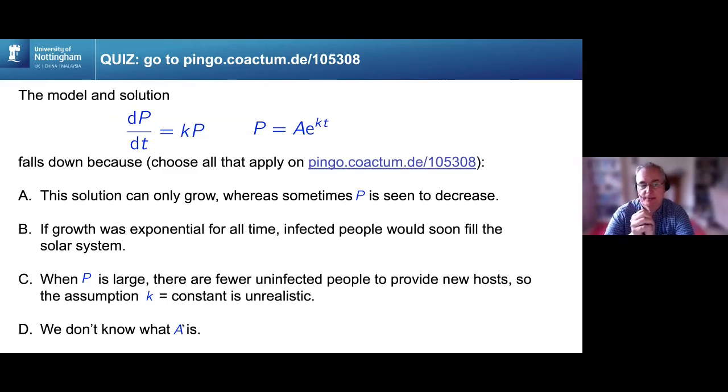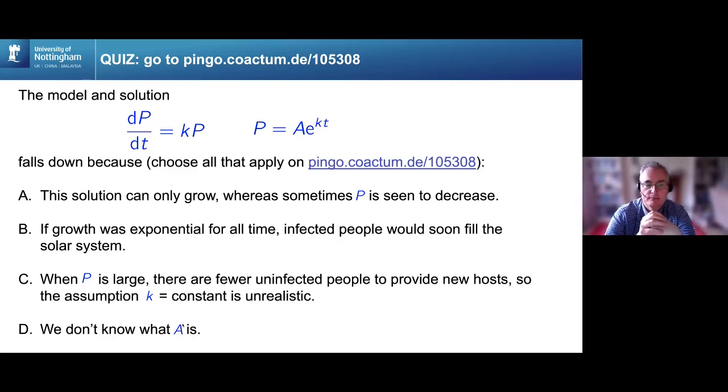B is also correct, by the way, even though it doesn't explain why the model is going wrong. It gives us an indication that something is clearly not right, because exponential growth can be very rapid. It can't carry on forever, because it would genuinely be true that if you put large enough numbers t into that formula, you will eventually have more infected people than there are atoms in the solar system. So that's clearly unrealistic forever.